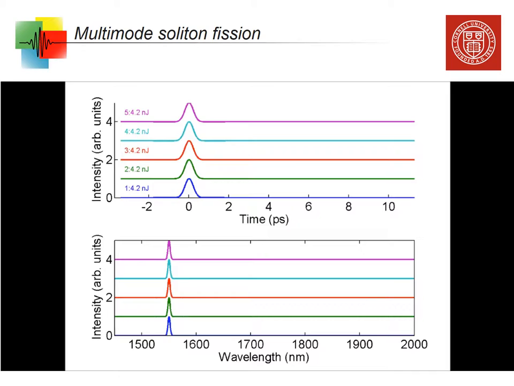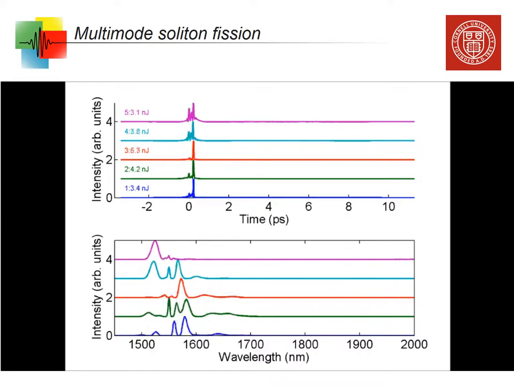So with those included, what happens? What happens when you launch a pulse in the multimode fiber? If the energy is really low, you're going to see linear propagation. If the energy is a little bit higher, you're going to see a multimode soliton form. If the energy is higher still, you have too much energy. You have too much energy for one multimode soliton. So it's going to look something like this.